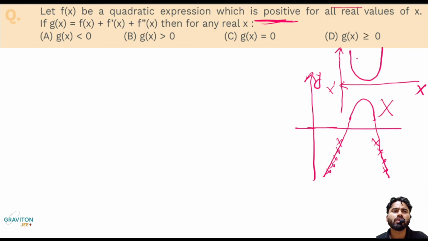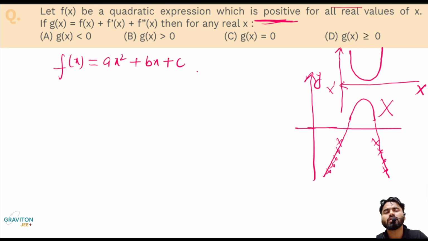So you have only this type of function. If f(x) is a quadratic polynomial, suppose f(x) equals ax square plus bx plus c, where a is not equal to 0.